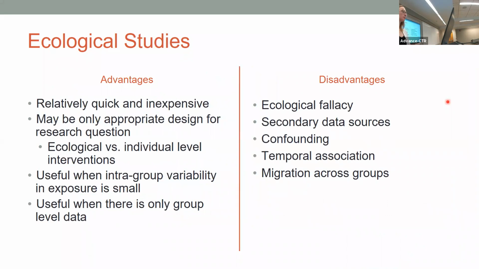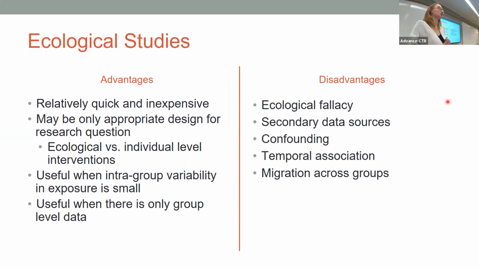Some advantages and disadvantages of these types of studies. They're quick and inexpensive. The data is usually readily available for you. You often don't have to collect it. Sometimes it's the only appropriate design for your research question if you're wondering about an ecological versus an individual intervention. These are really good when your within-group variability in exposure is small. So if you're confident that your groups are actually quite similar among most characteristics, then this is a perfectly fine study to conduct.